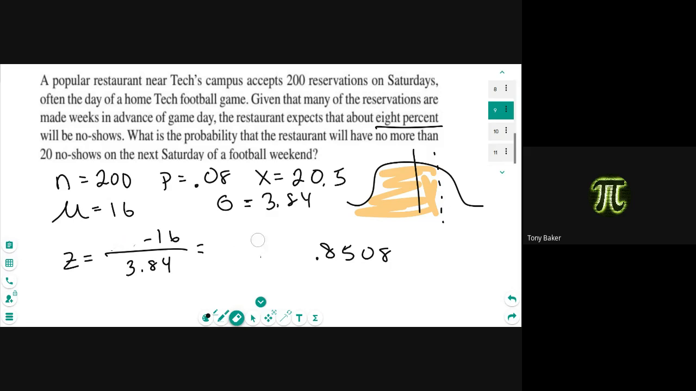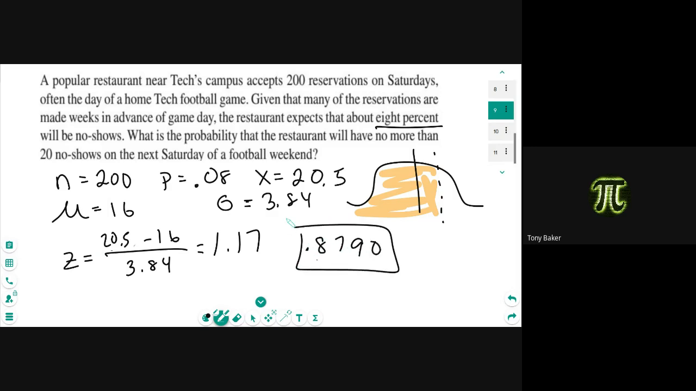So it's 20.5. So it's 4.5 divided by 1.17. Everything else would be the same. So 0.8790 is my final answer.